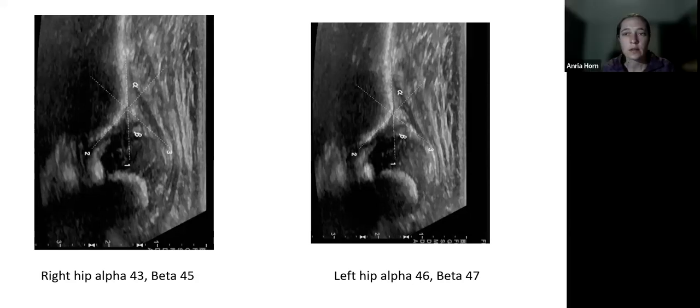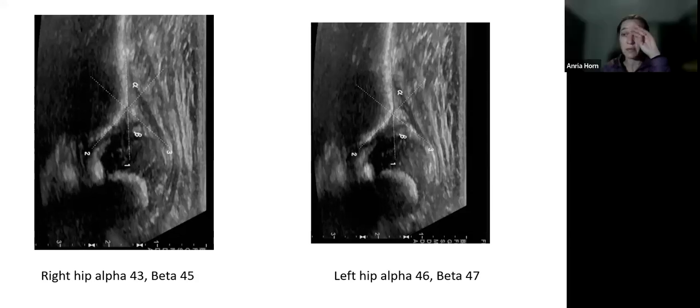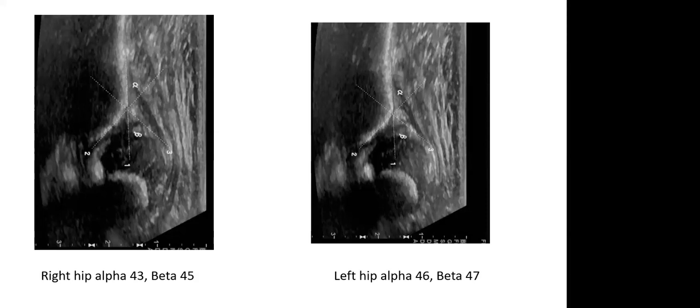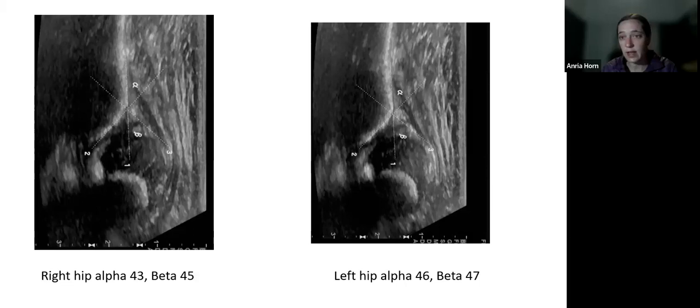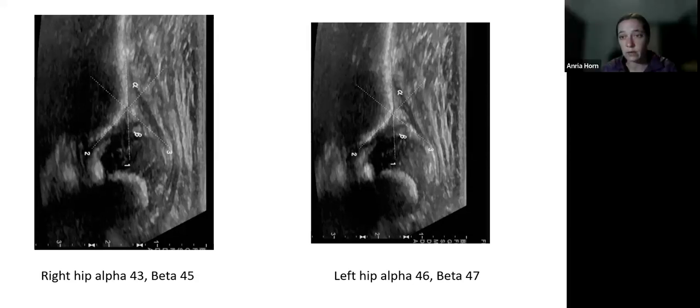So no. So the alpha angle needs to be more than 60, like you said correctly, and the beta angle has to be less than 55. Sorry, yes. So the alpha angle is grossly abnormal. Correct, yeah. It has to be more than 60. So this child therefore has bilateral pathological hips, isn't it?